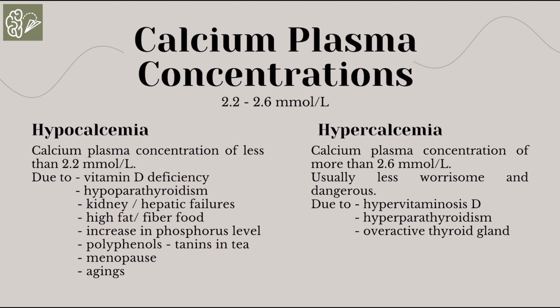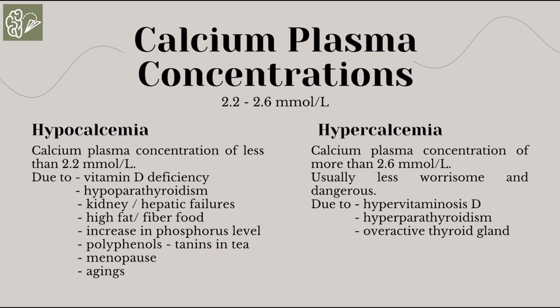So in the case of hypocalcemia, usually it can be due to a deficiency in vitamin D or the parathyroid hormone, and it makes sense why when I start explaining the metabolism. Kidney and hepatic failures can also cause hypocalcemia, and that is linked to vitamin D deficiency. High fatty foods and fibrous food, and this is because these foods lock calcium. Then an increase in phosphorus levels, polyphenols, which are basically tannins that are present in tea, menopause, and even aging are all possible factors that can cause hypocalcemia.